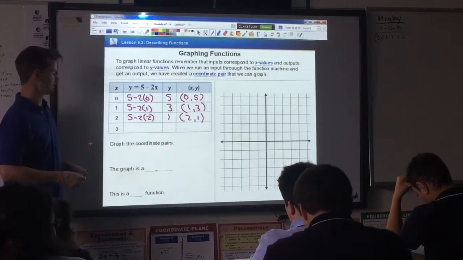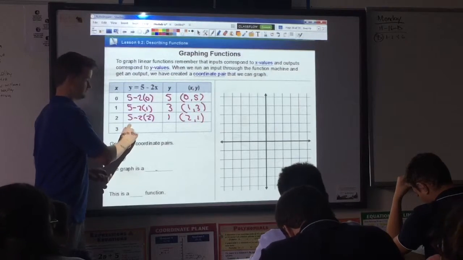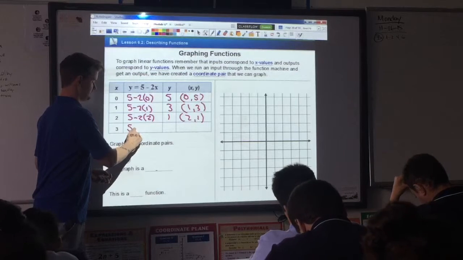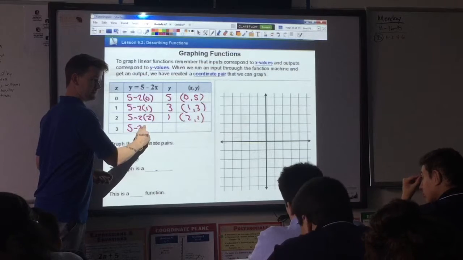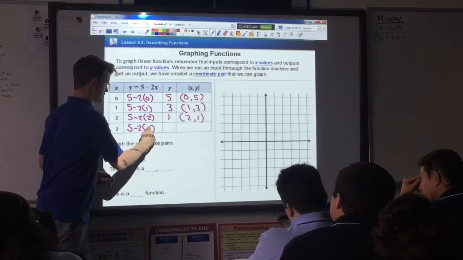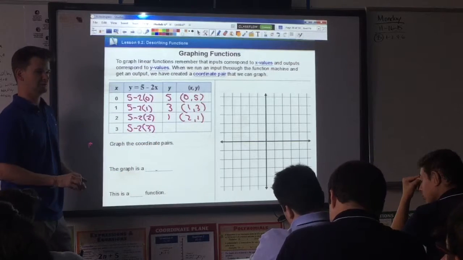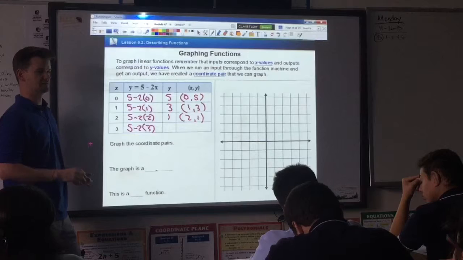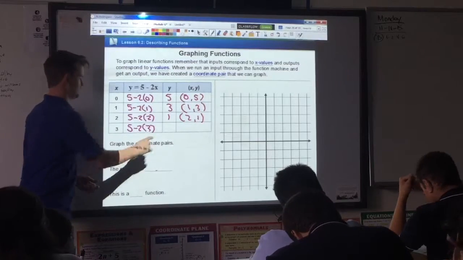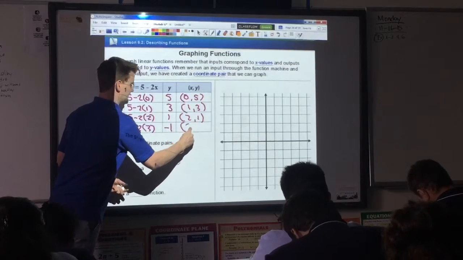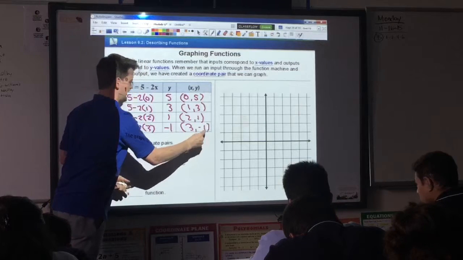Help me with the last one. What are we substituting in? 5 minus 2 times 3. What's negative 2 times 3? Negative 6. And what is 5 minus 6? Negative 1. So we substitute in 3, we get negative 1 on the other side. We have 3, comma, negative 1.